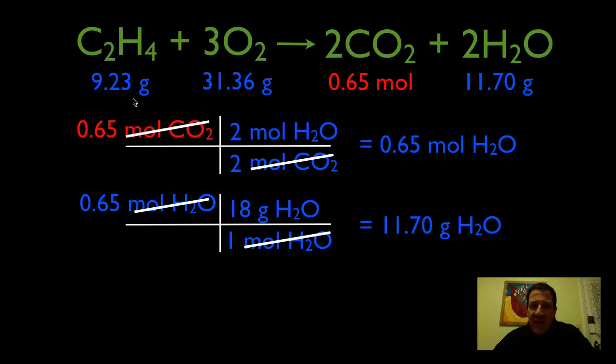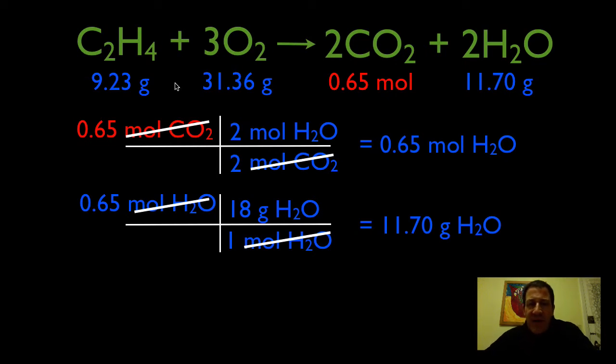9.23 grams of ethylene will react with 31.36 grams of oxygen. That will yield 0.65 moles of CO2 and then 11.7 grams of water. Okay. Now we could convert this into grams, and just so we can check our masses and check our conservation of mass. The mass of these two, the products, has to equal the mass of the reactants. Conservation of mass, the mass you put into the equation, you have to get out.